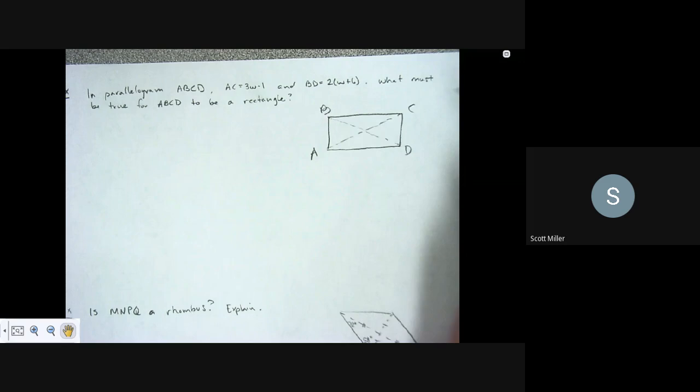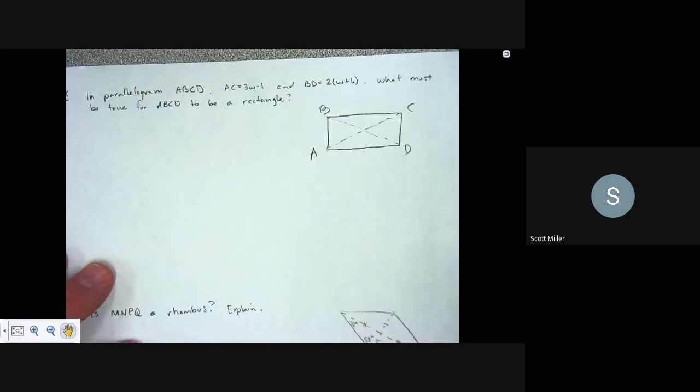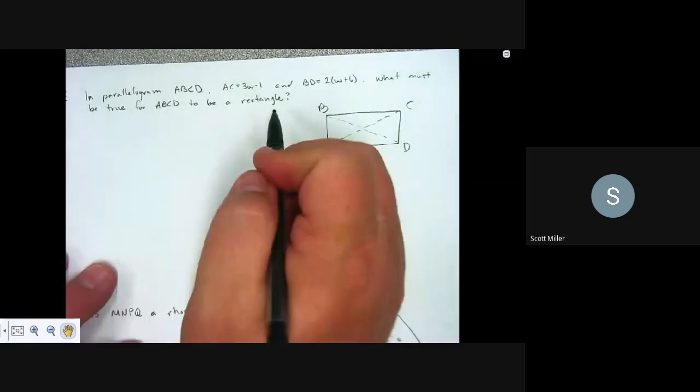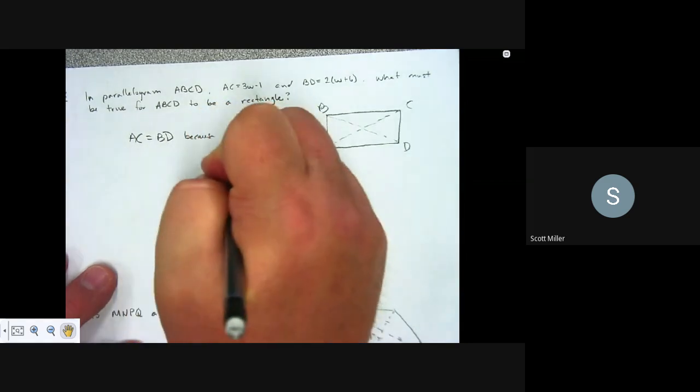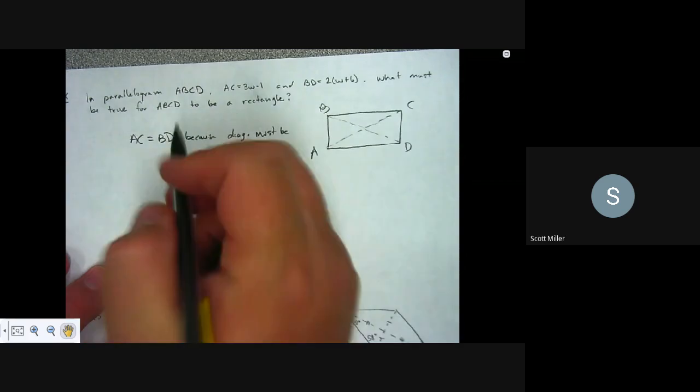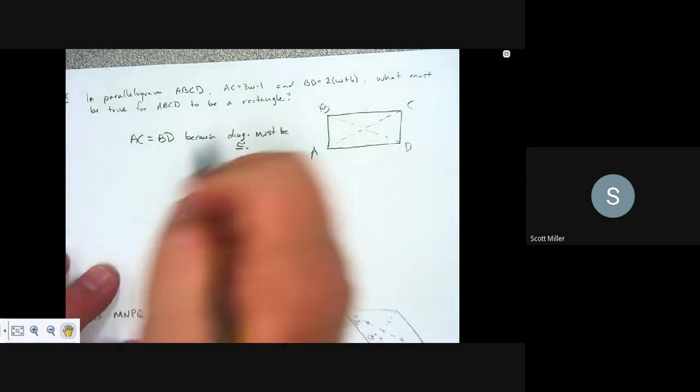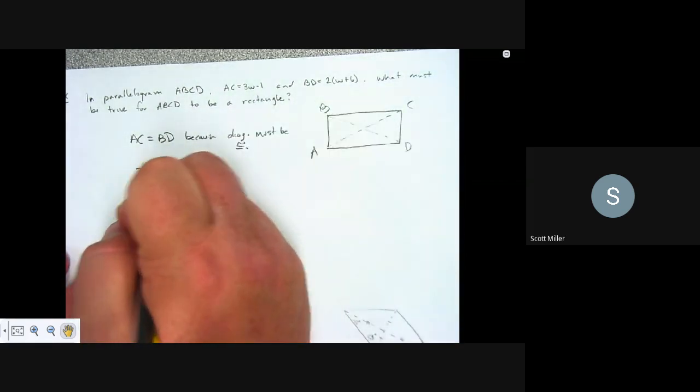So what must be true for this parallelogram to be a rectangle? Well, what do I know about rectangles and their diagonals? I know that the diagonals have to be of equal length. They have to be congruent. So for this to be a rectangle, AC has to equal BD, because the diagonals must be congruent to be a rectangle. So if that's the case, what does the W have to be to make this happen? 3W minus 1 has to equal 2 times W plus 6.